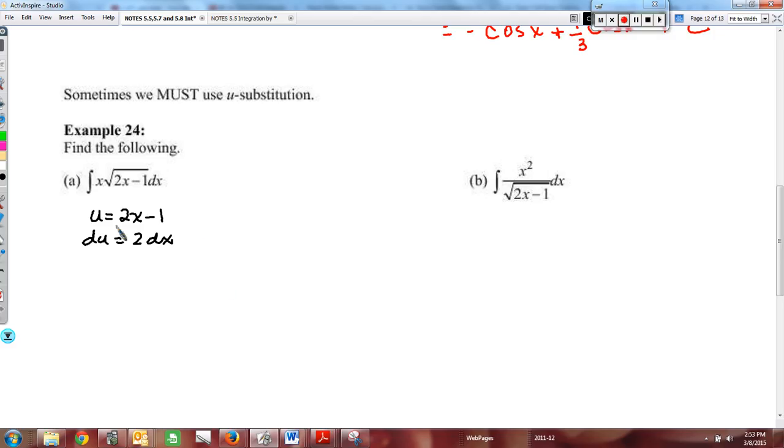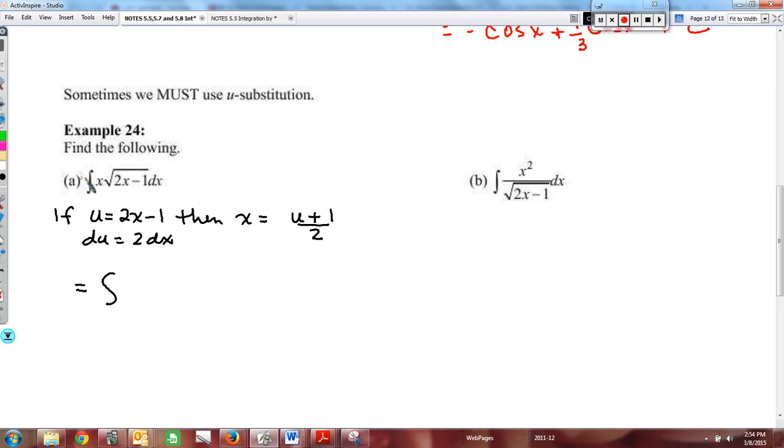If u is equal to 2x minus 1, then I can also get a formula for x as well. So x, solving this equation for x, if I take u, add 1 to it, and then divide by 2, I actually have a formula for x in terms of u. And so sometimes, if it doesn't work by doing a u substitution the normal way and we have the derivative on the outside, what we can do is convert this so it's all in u.